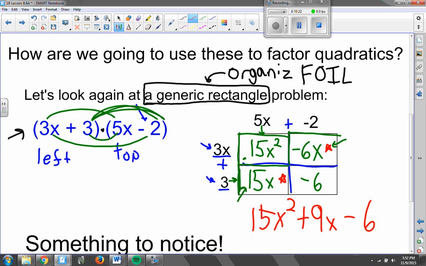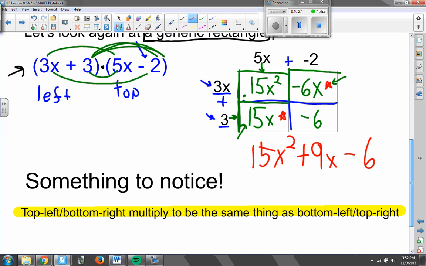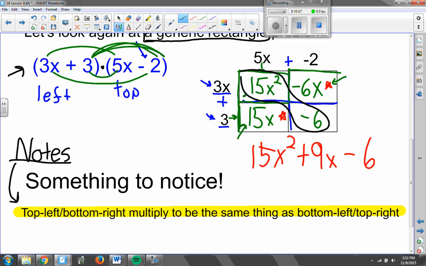Now, something I would like you to notice that I need to point out here. This is something to add to your notes, please. Put this in your notes. The top left and bottom right squares, this and that, multiply to be the same thing as the bottom left and top right squares. And let's just check that real quick.